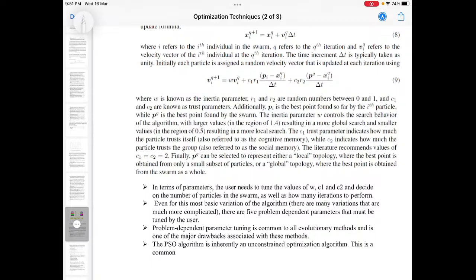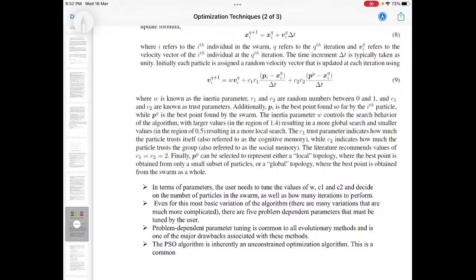And this is the most basic variation of the algorithm. There are many variations that are much more complicated, and there are 5 problem dependent parameters that must be tuned by the user. The user must tune the values of w, C1, C2, r1, r2, and there are 5, as you can see, parameters that the user can tune.